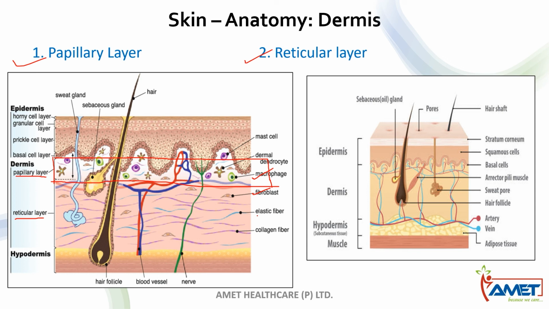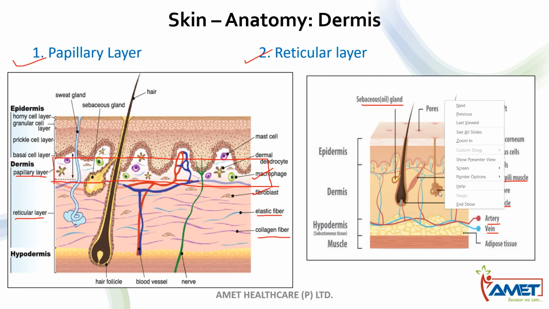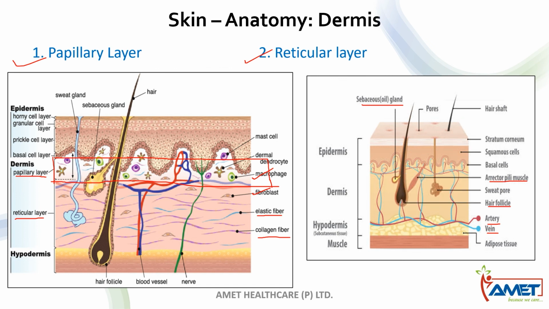So the reticular layer consists of elastic fibers, collagen fibers, as well as, if you can see in the second diagram, hair follicles, sebaceous glands, arteries, blood vessels, and erectile muscles. All these are part of the reticular layer. So moving forward, this is what the anatomy of the skin is all about.